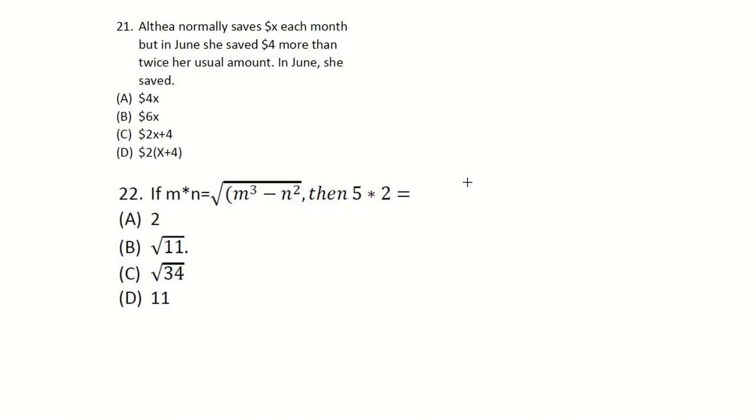Paper 1, Section 6, numbers 21 to 26. Althea normally saves x each month, but in June she saves 4 more than twice. We did this question. This is 2 by x plus 4. This one here, we did this question and I made a mistake. And we got, I believe, no, actually, let me not just say that. It was this 125, it was 11, I believe.